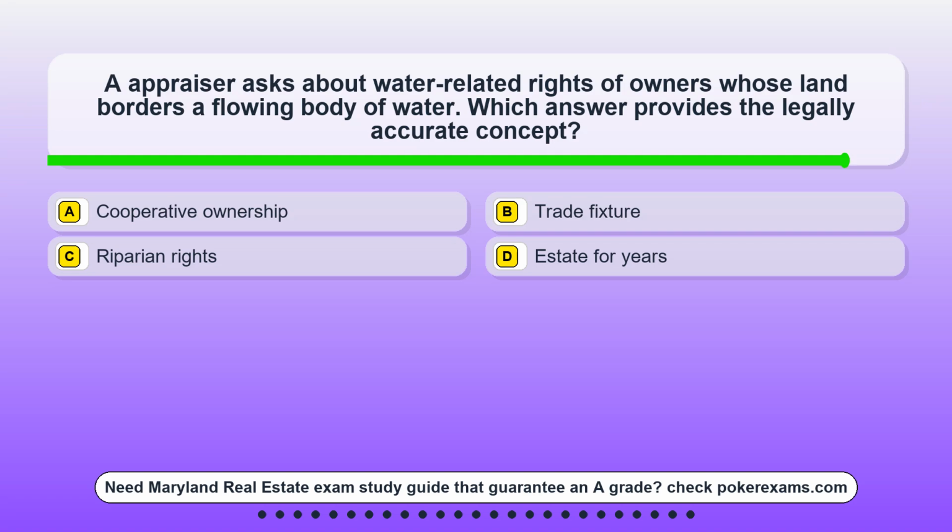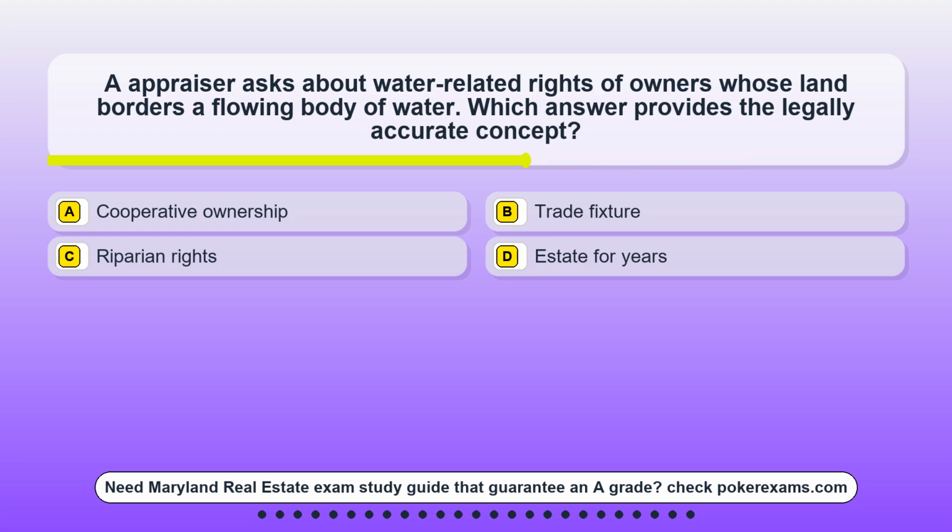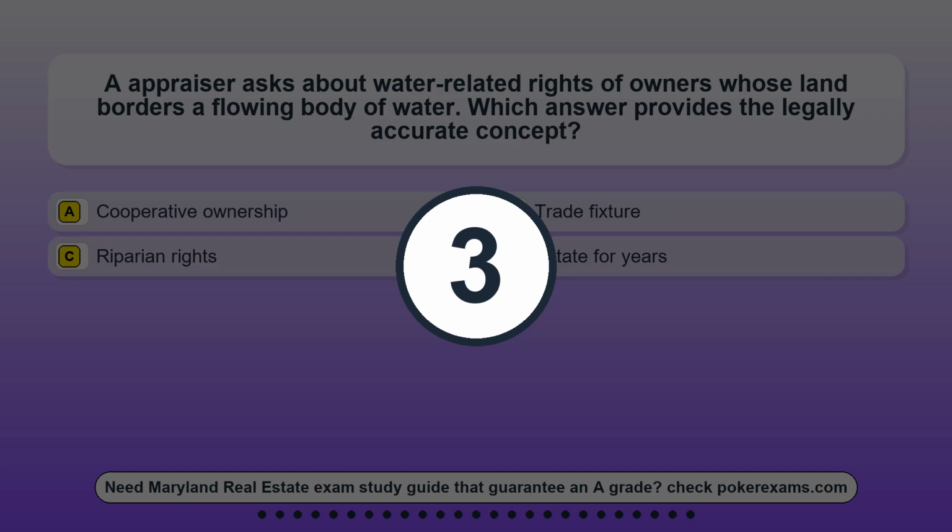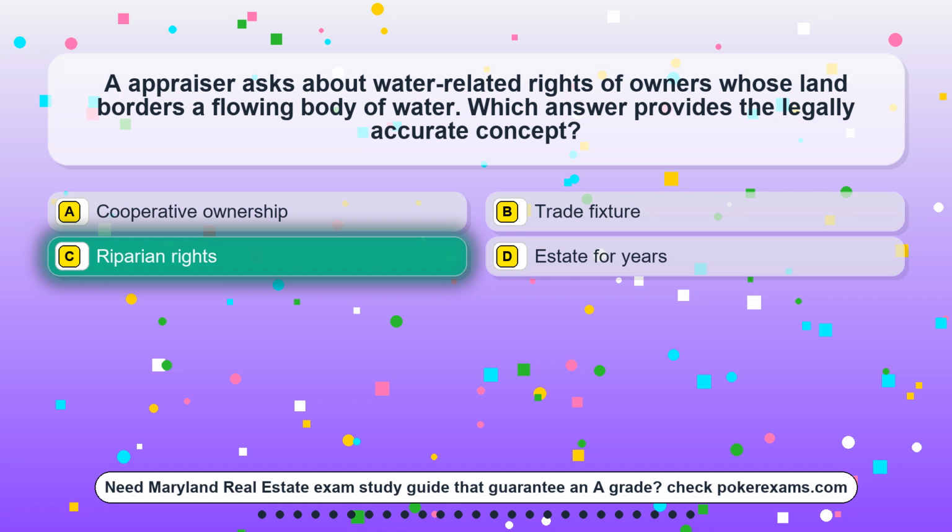Question 9. An appraiser asks about water-related rights of owners whose land borders a flowing body of water. Which answer provides the legally accurate concept? Option A, cooperative ownership. Option B, trade fixture. Option C, riparian rights. Option D, estate for years. The correct answer is option C, riparian rights.